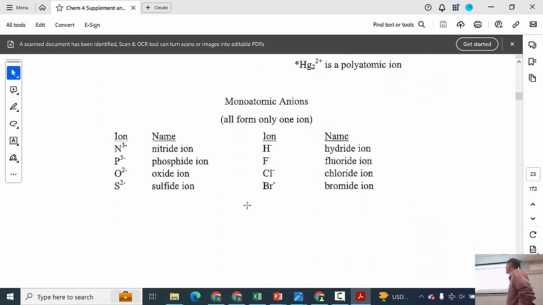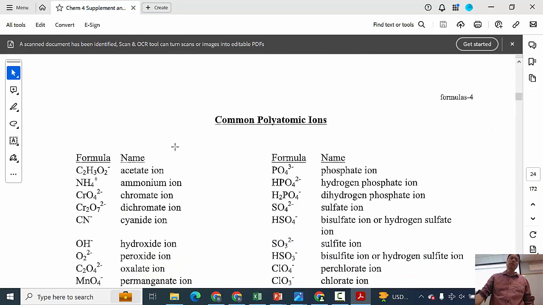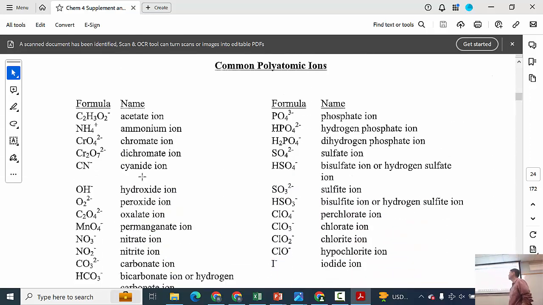Then we have the monatomic anions. For these monatomic anions, we just look at the pattern of the periodic table. So I don't even bother making flashcards and memorizing this. I just look at the pattern on the periodic table. I memorize the pattern on the periodic table, and I can figure it out. The names we'll talk about more later. The names are going to come in the next chapter, chapter 3, I think. And we're going to start with the names.